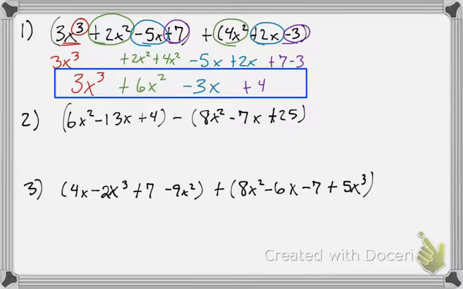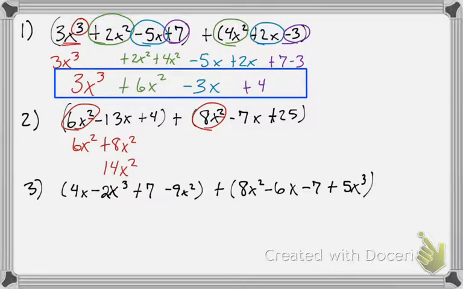Okay, and so on number 2, we have 6x to the 2nd power minus 13x plus 4 plus 8x squared minus 7x plus 25. I'm going to start by finding the largest exponent in the problem, the largest exponent being that 2. I have 2 of these, so I'm going to add the 6x squared plus 8x squared. So 6x squared plus 8x squared would leave us with 14x squared.